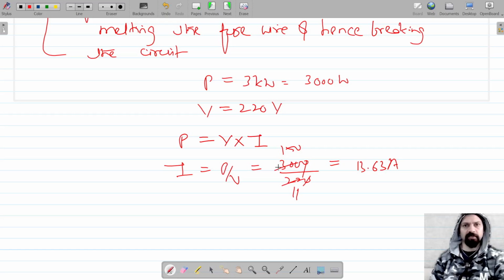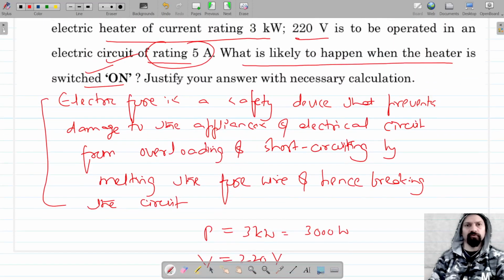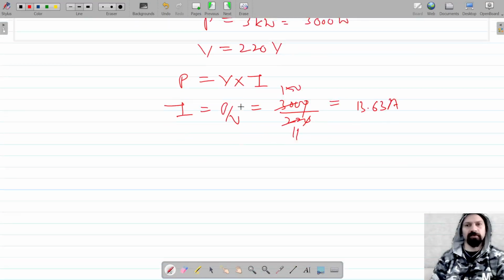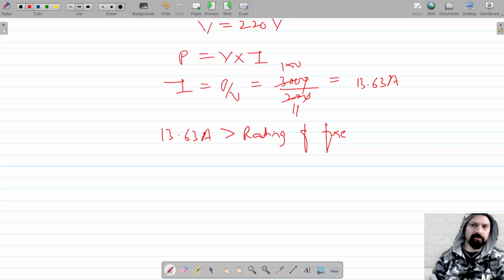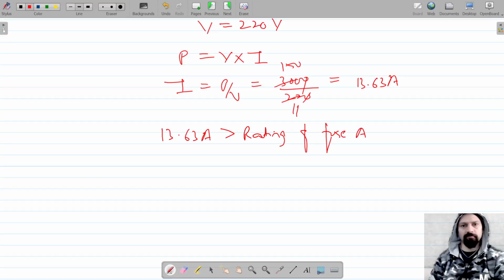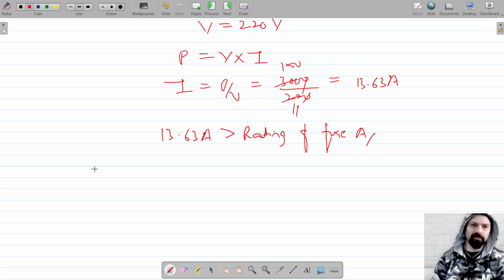वो जाएगा सर्किट में, और सर्किट में जो फ्यूज है, फ्यूज की रेटिंग है 5 एम्पियर. So that means the current 13.63 ampere is very much greater than the rating of the fuse wire. So this is not bound to be operated on this circuit that has a fuse of 5 amperes. So when this is connected, the fuse wire will melt and break the circuit.